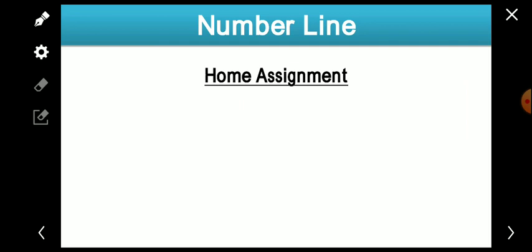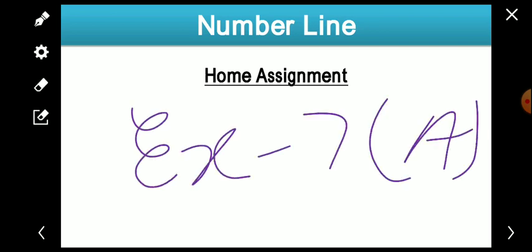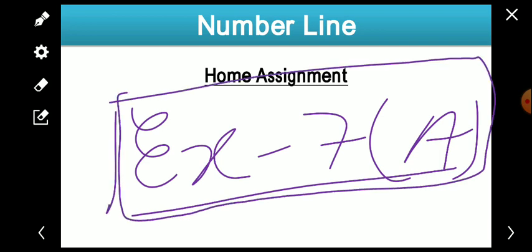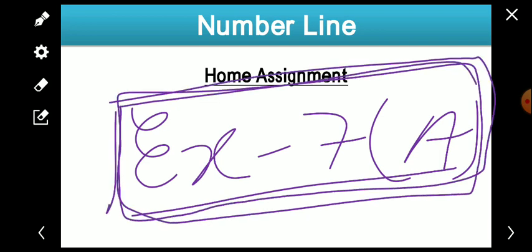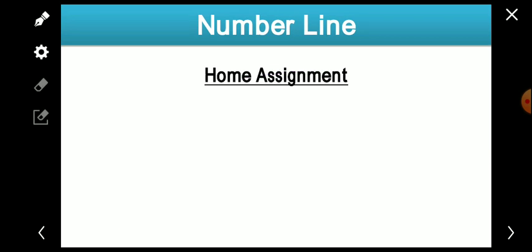Now the homework assignment. It is the 7th chapter, and today's homework is exercise 7a. You will do all the questions of this exercise. I hope that you will be able to do them, because everything related to this chapter has been explained. So first watch the video, read the books once, and watch the video again, and then start doing the exercise. Then you will not face any problem. I hope that you understood.